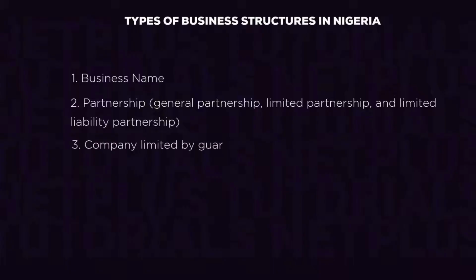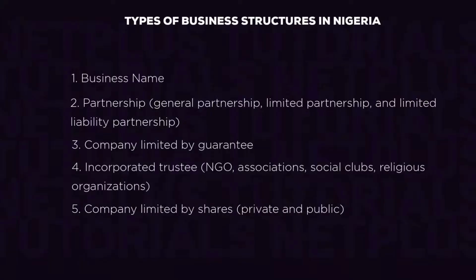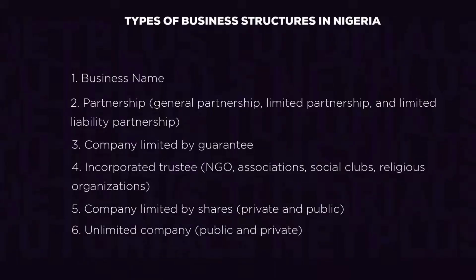These are the types of business you can register: a business name, a partnership. You can also register a company limited by guarantee, incorporated trustees, which can be NGO, associations, social clubs, religious organizations. You can also register company limited by shares, which can be private and public, and an unlimited company, which can be public and private also.